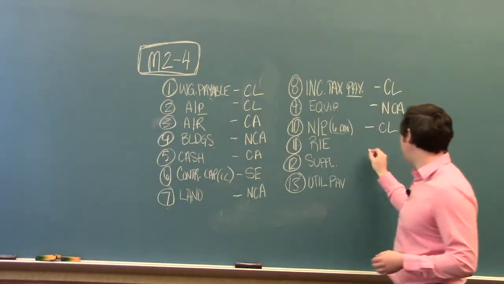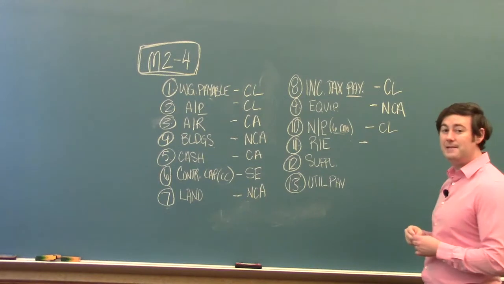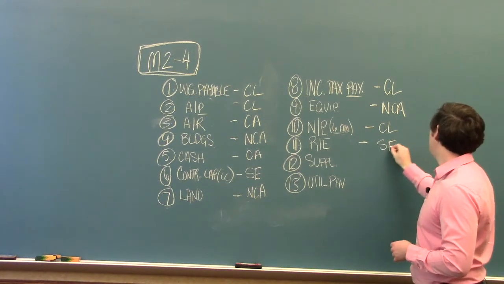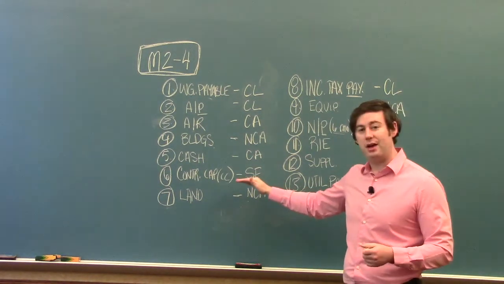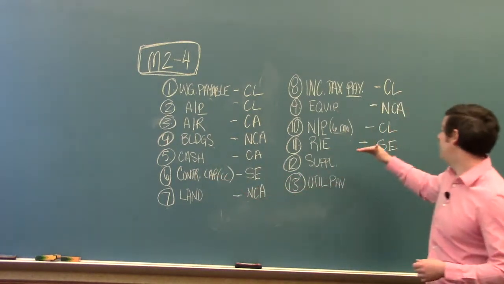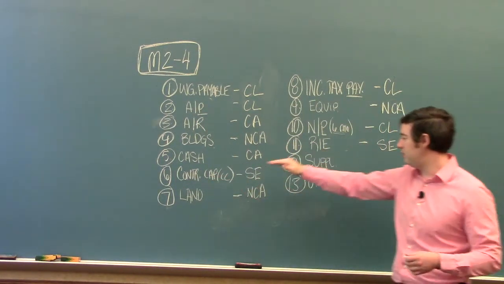The next one is retained earnings. Retained earnings is stockholders' equity. Remember, I told you that there's 2 sections to stockholders' equity. You have contributed capital and retained earnings. Okay, so retained earnings is the other section.